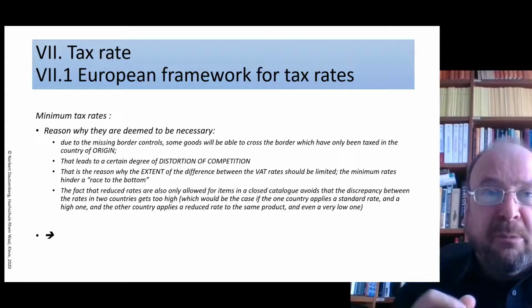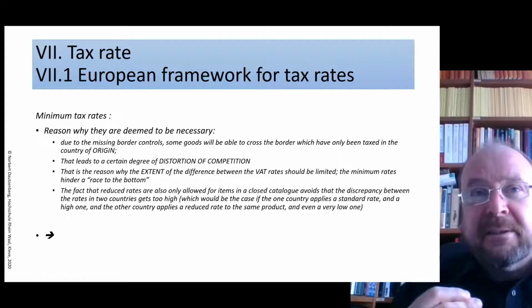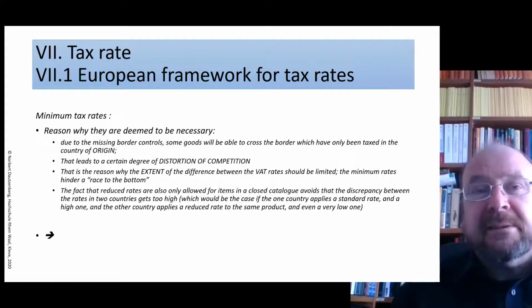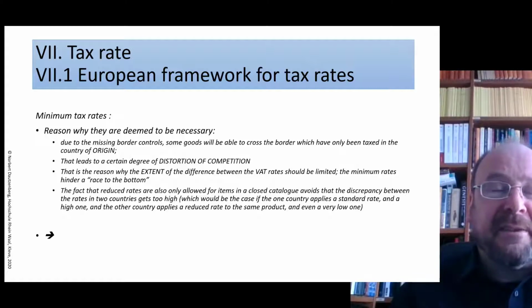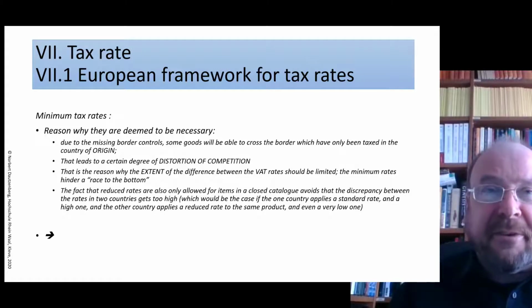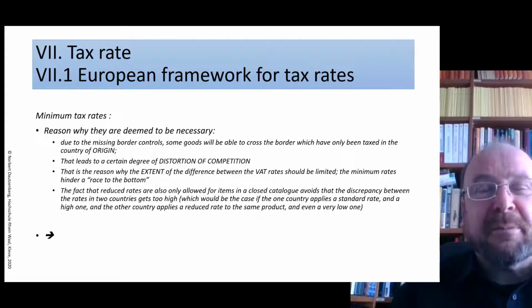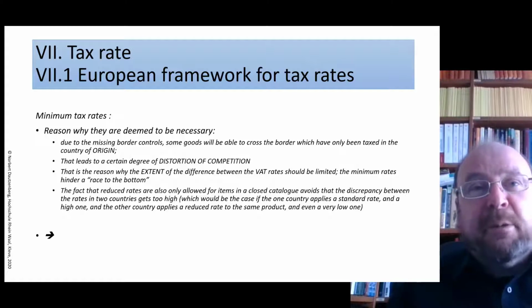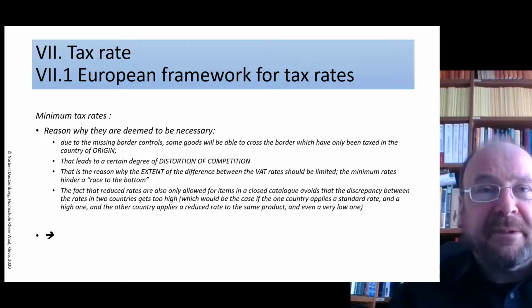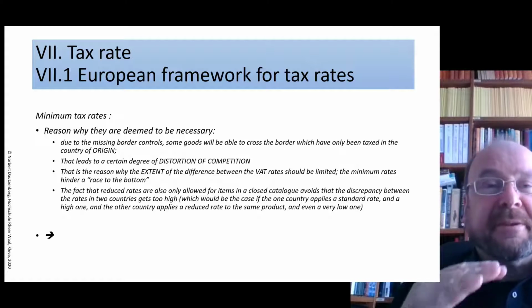Now, if you set a minimum rate, that spread between the two rates cannot become too high. If every member state has to apply a standard rate of 15%, and let's say Denmark has 25, then if a Danish person buys something in Germany and carries it home, well, then the distortion of the market is still there, but it cannot become really overwhelming because there is at least a bit of taxation. That is the reason why a minimum tax rate is set, in order to limit the potential difference between the rates.